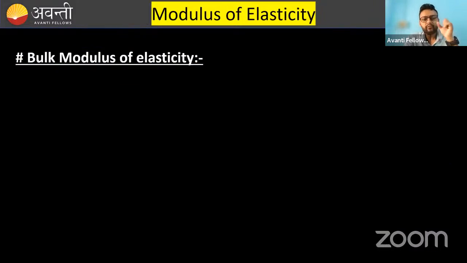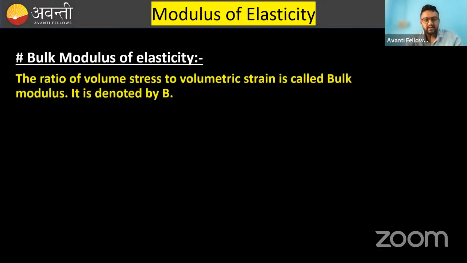Now we are moving towards the second type of modulus of elasticity. Again, what was the modulus of elasticity? The ratio of stress over strain is known as modulus of elasticity. Clear? Now, what is bulk modulus? The ratio of volume stress to the volumetric strain is called bulk modulus. Nothing more than that. It is denoted by B.